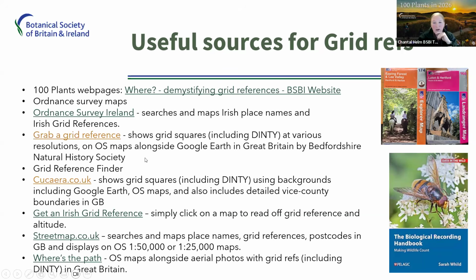Let's say you were out and about and you want a grid reference for a plant and you're now somewhere else. Grab a Grid Reference is a nice website to go to, which will show you the OS map and an aerial photograph next to each other. Then you can zoom in and zoom out and it'll give you all the grid references relevant to that particular location that you're choosing. That is created by the Bedfordshire Natural History Society, but it covers the whole of Great Britain. There's something called Grid Reference Finder, so you can type in a postcode and it will find a grid reference for you.